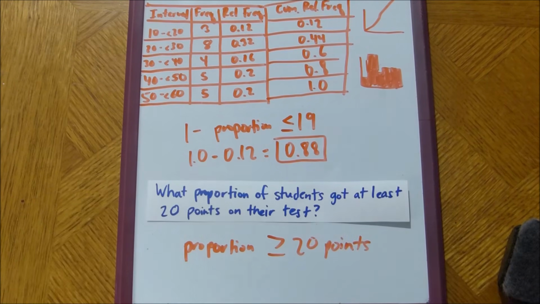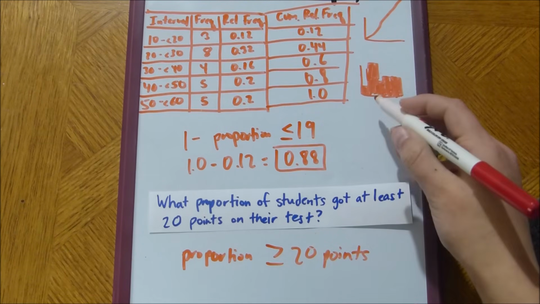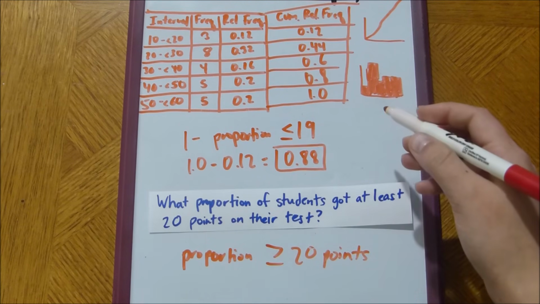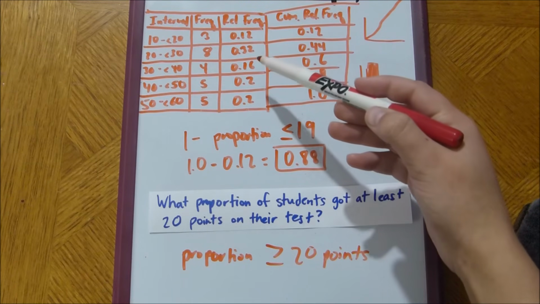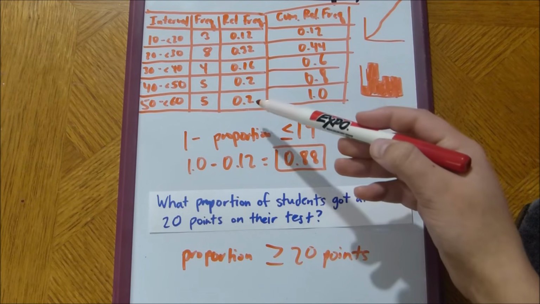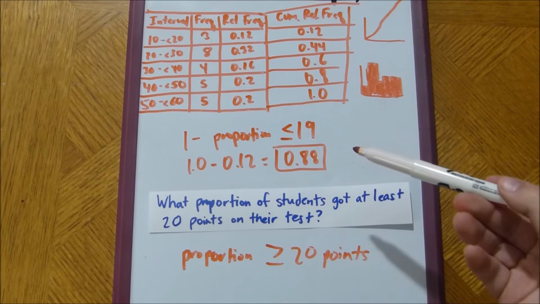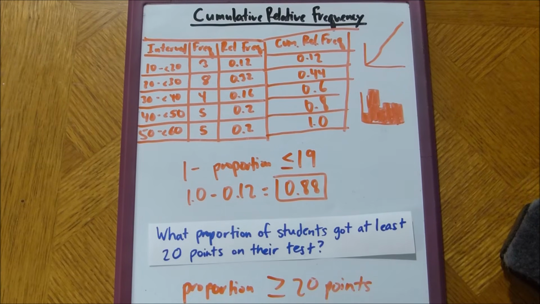But you can also find it a different way. Like I said, we have to add up these 4 boxes, the ones that have at least 20 points. You could just add up their relative frequencies. So 0.32 plus 0.16 plus 0.2 plus 0.2. You would end up with the same exact number. This is just, I believe, a shorter way to get there, right? And that's how easy cumulative relative frequencies are.